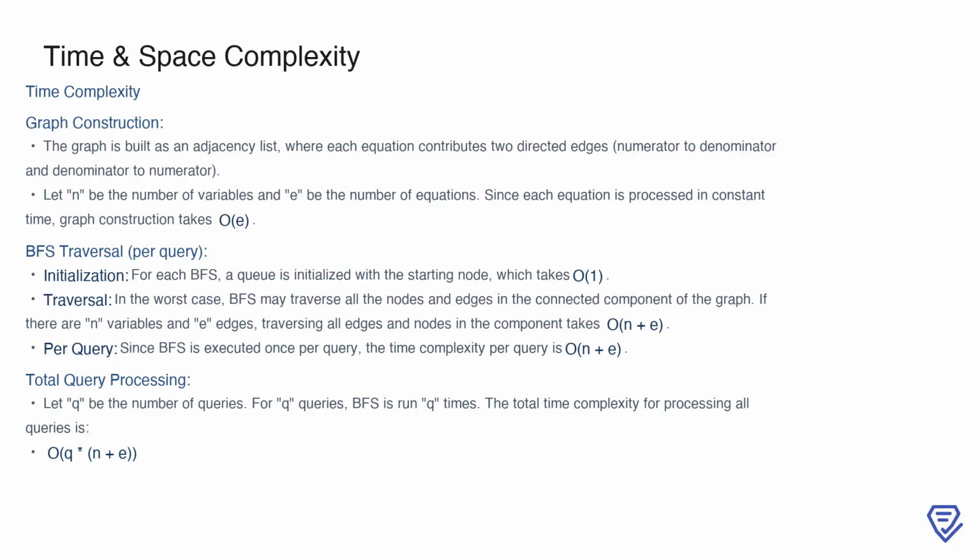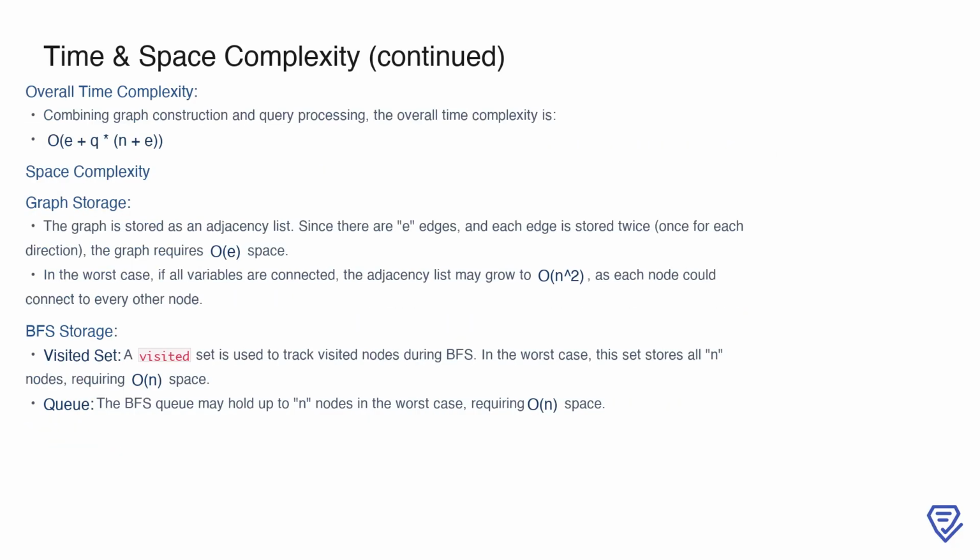Next, for BFS traversal during a single query, we initialize a queue with the starting node, which takes O(1) time. The traversal itself, in the worst case, visits all nodes and edges within the connected component of the graph. If there are n variables and e edges, this traversal takes O(n plus e). Since BFS is performed once per query, the time complexity for processing one query is O(n plus e). Finally, if there are q queries, the total time complexity for all queries becomes O(q*(n plus e)). Now, combining graph construction and query processing, the overall time complexity becomes O(e plus q*(n plus e)).